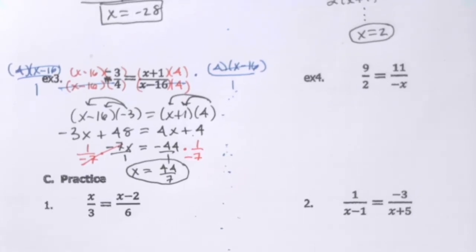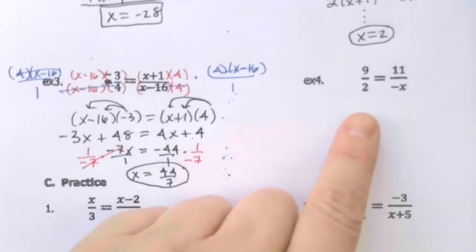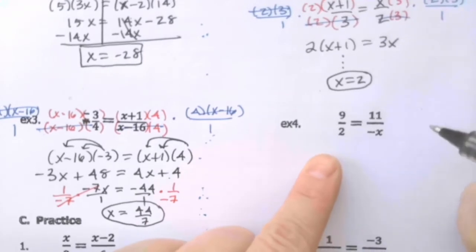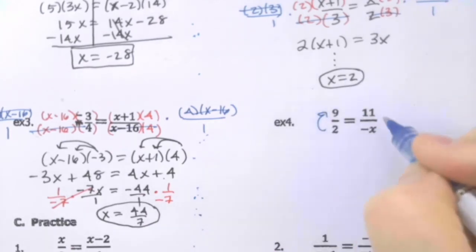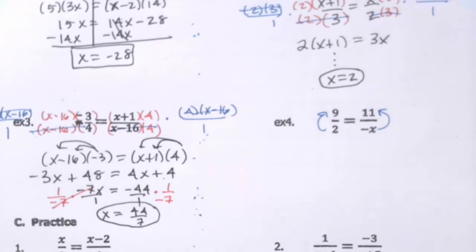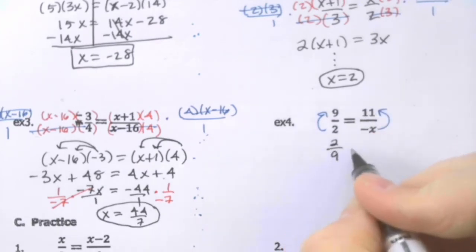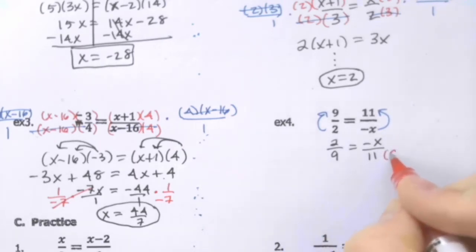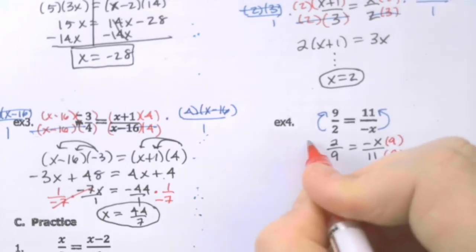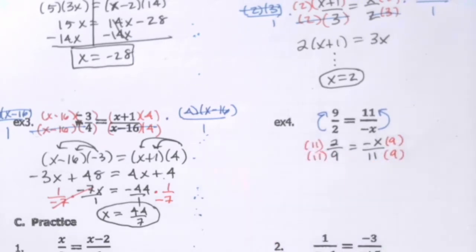Okay, example 4. You have a negative x on the bottom, so we can move it using reciprocals, or we can just do flippy step. Probably flippy step would be the better idea. So now I have 2 over 9 equals negative x over 11. So get a common denominator. I'm going to multiply the right by 9 over 9 and the left by 11 over 11.